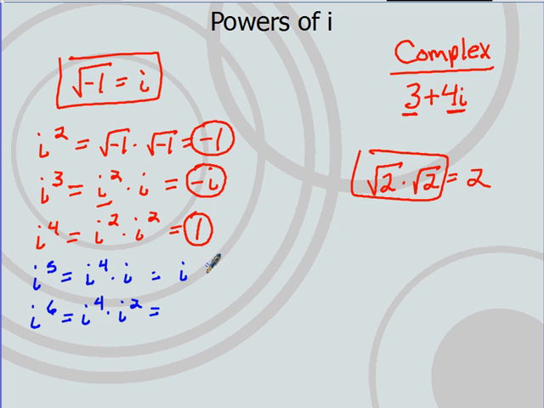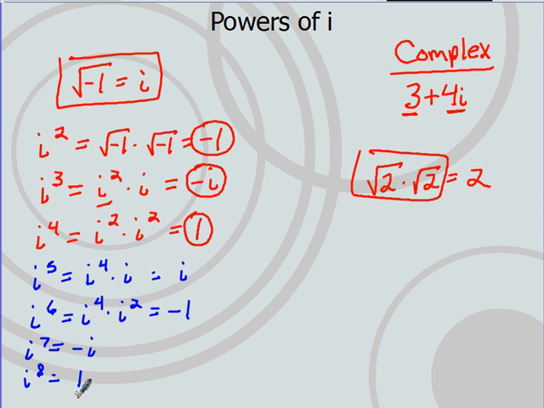i to the fourth is 1. i to the second is negative 1. 1 times negative 1 is negative 1. And hopefully you see the pattern. i to the seventh will be negative i. i to the eighth will be positive 1. i to the ninth is i. i to the 10th is negative 1. i to the 11th is negative i. i to the 12th is positive 1. The pattern continues on and on and on.